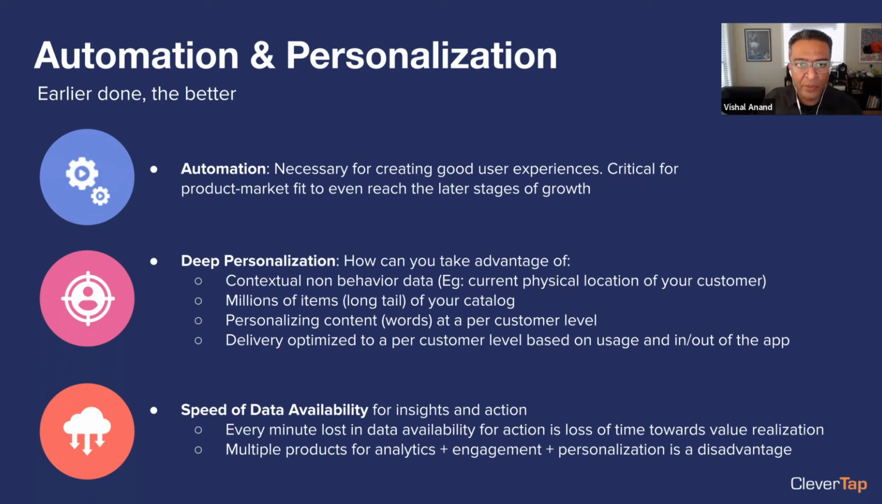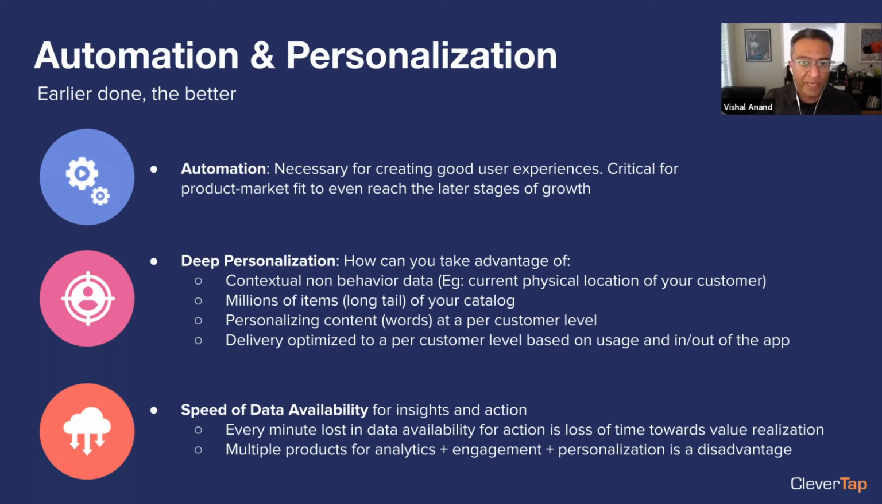So with all this data, the only realistic way to use it is through automation and personalization. The earlier done, the better. Automation is necessary for creating good user experience. In this day and age, it's almost critical to reach product market fit, and to even larger, later stages of growth quicker. With automation, you can solve problems like deep personalization. It lets you take advantage of contextual non-behavior data, like the current physical location of your customer that you get as part of the platform.